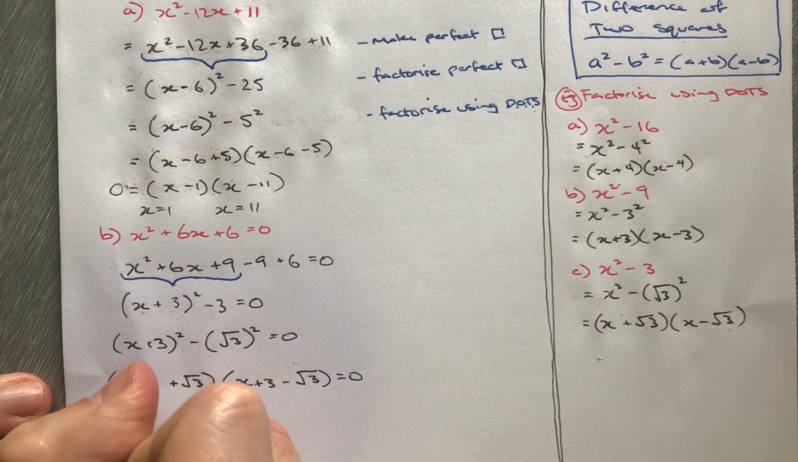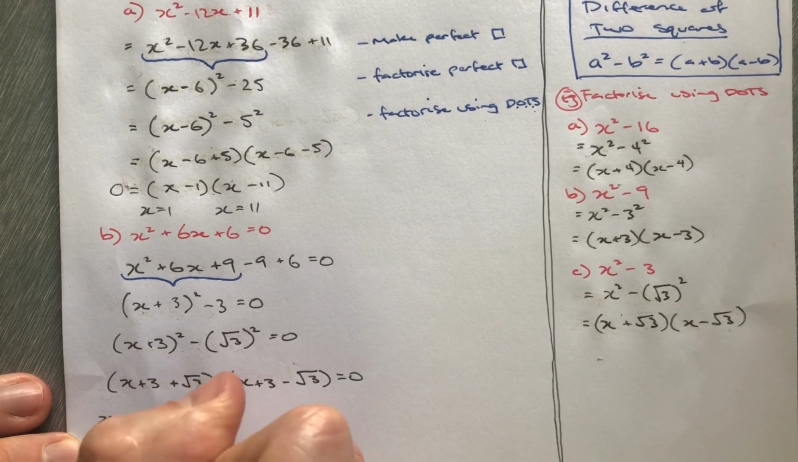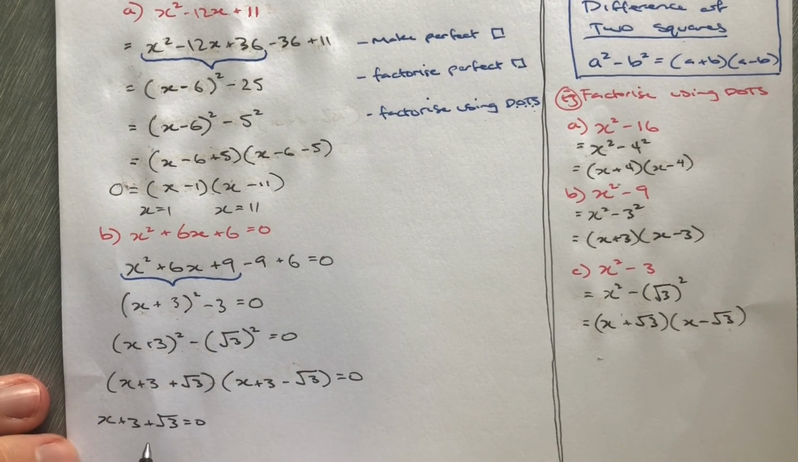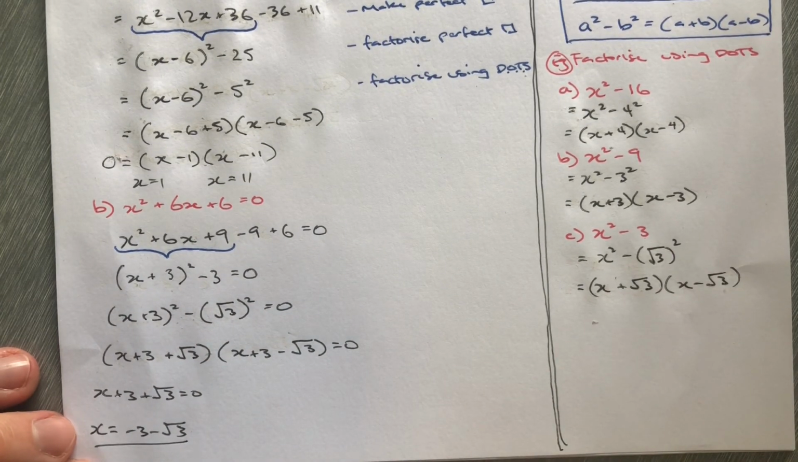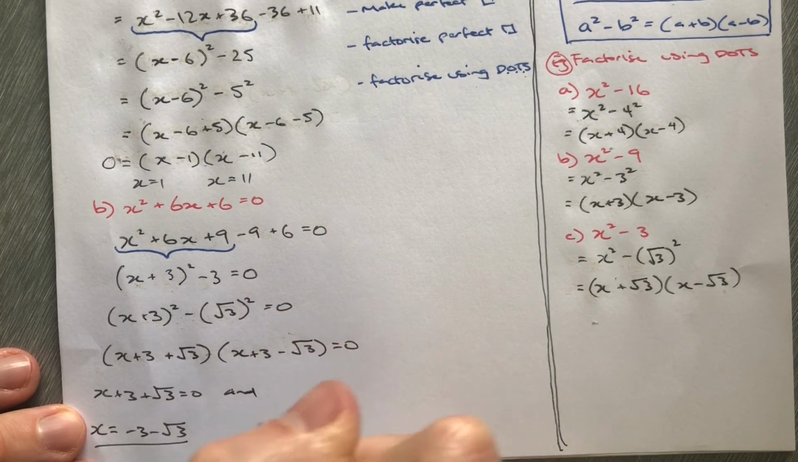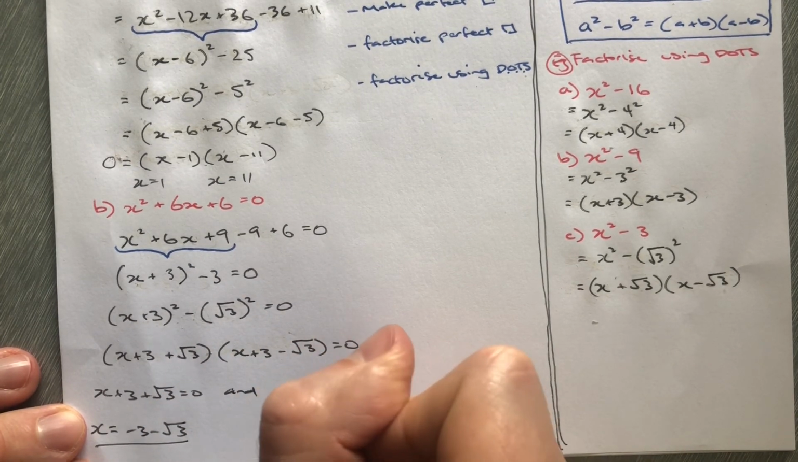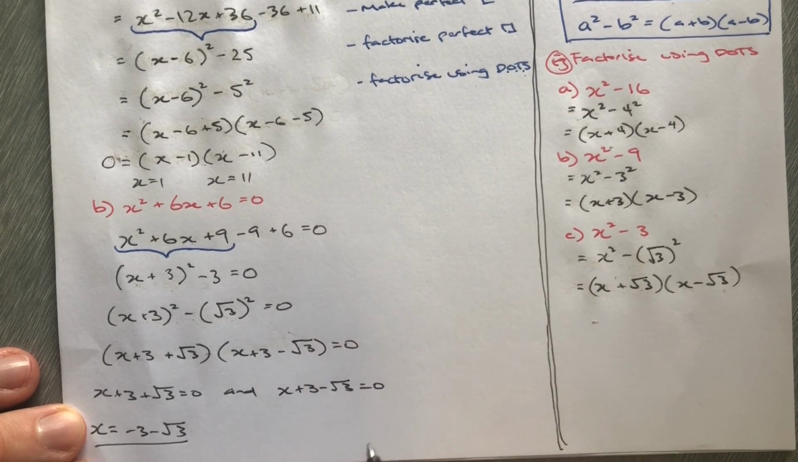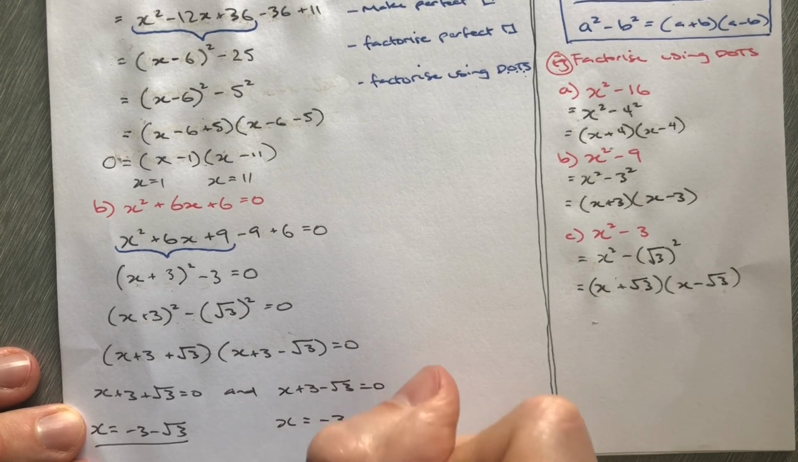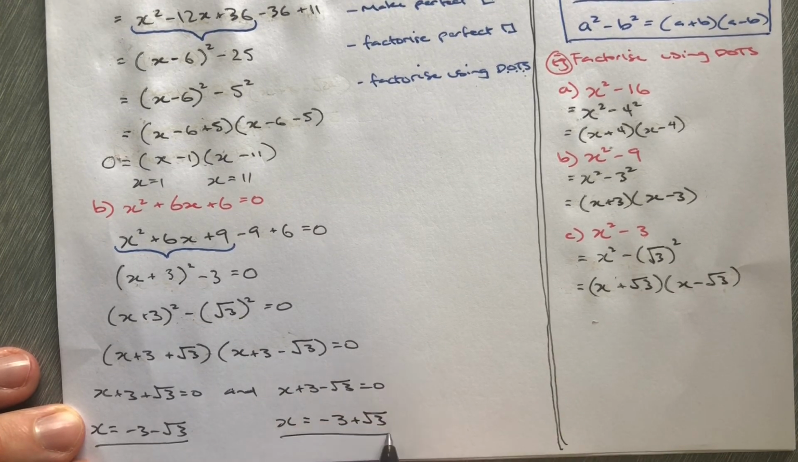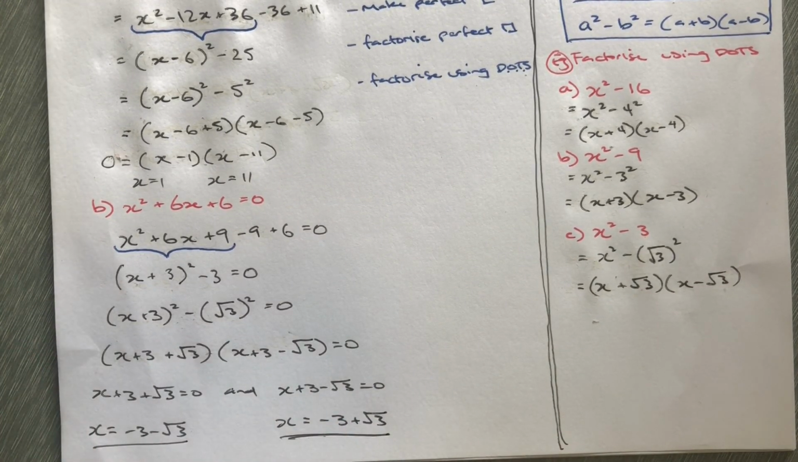So let's do that. So x plus 3 plus root 3 equals 0. So let's solve. Let's get x by itself. So let's move those two things over. There we go. So there's one solution for x. Or we could have this. And we need to move those things over. So that's going to be x equals minus 3 plus root 3. So that's potentially the other solution.